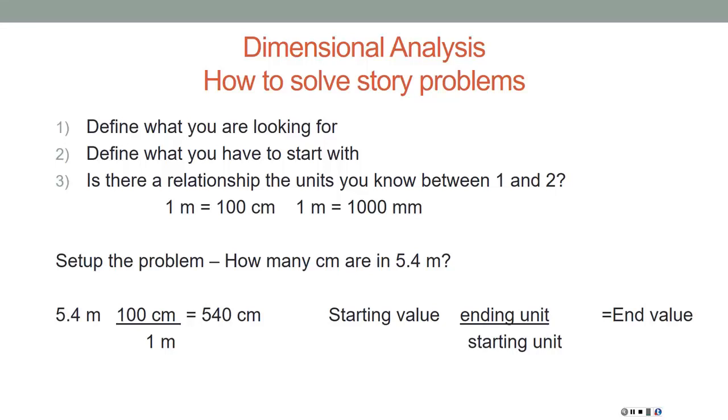Number 2, what is given to start with? This is almost always the number. 5 meters. Perfect. 5 meters is our starting point. So we're starting with meters and we want to get to millimeters. The last thing we have to do is ask ourselves, do we know a relationship between number 1 and number 2? So do we know a relationship between millimeters and meters? We do. We know that 1 meter is equal to 1,000 millimeters. So if you can get through that part, ask yourself, what am I looking for? What am I starting with? And what is the relationship between the two? You're 90% done with the problem.